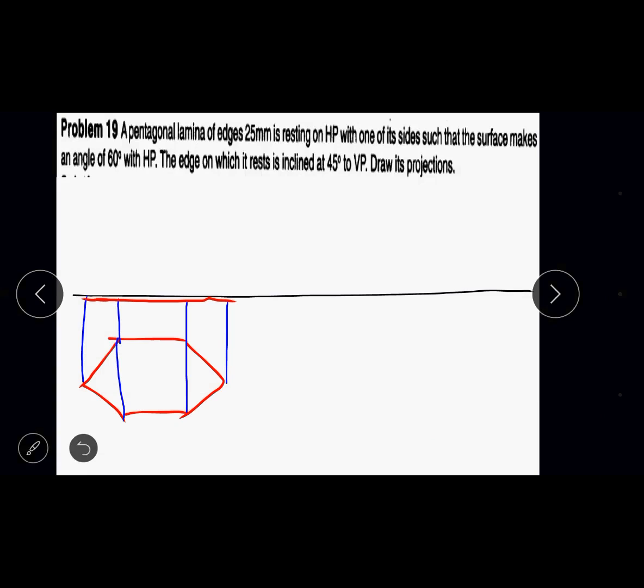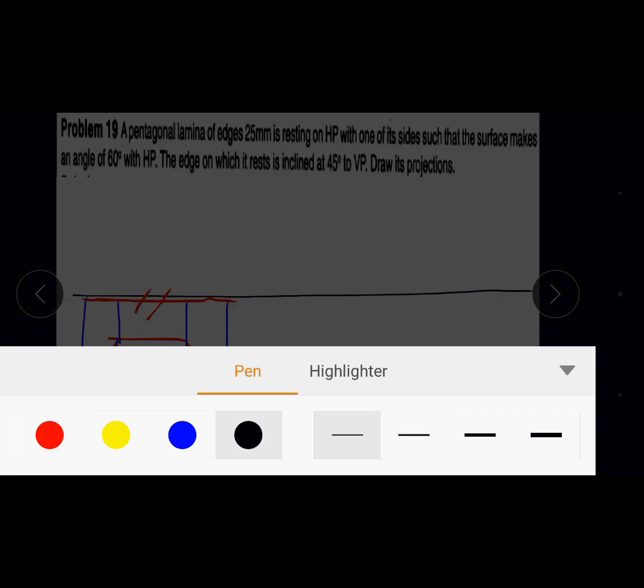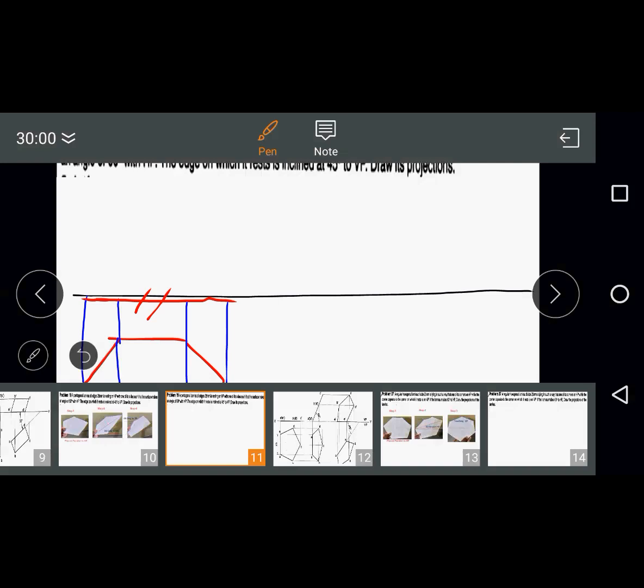In the next step, the surface of the lamina is inclined 60 degrees to HP. So shift the front view that you got in step 1. Take your compass and measure the front view of the hexagon, whatever dimension you get. First, consider a 60 degree line, a thin line. I have drawn a 60 degree line of some dimension.